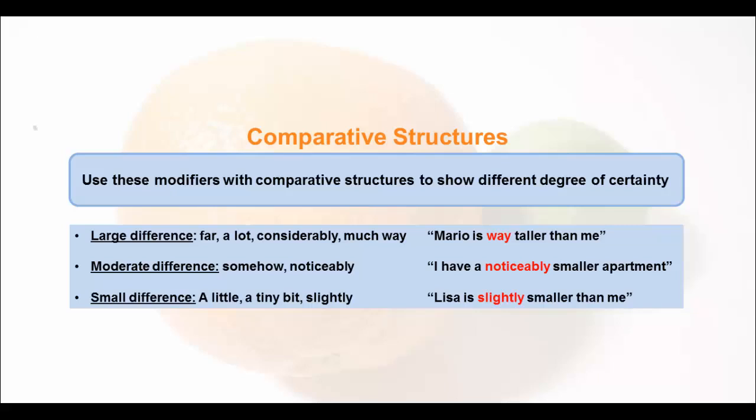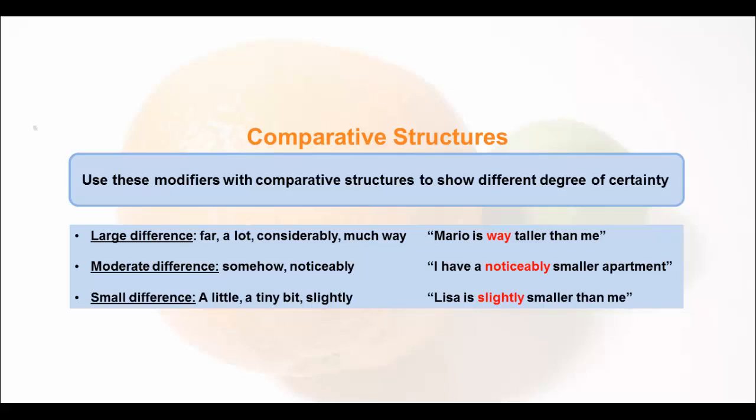Use these modifiers with comparative structures to show different degrees of difference. To show a large difference, use words like far, a lot, considerably, much, or way. Mario is way taller than me. To show a moderate difference, use somewhat or noticeably. I have a noticeably smaller apartment.